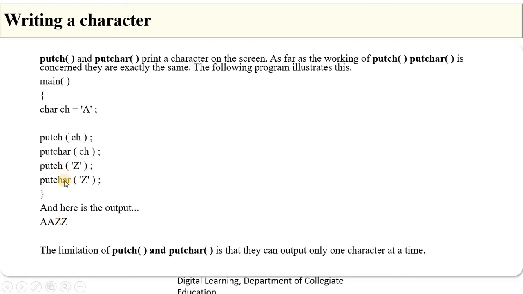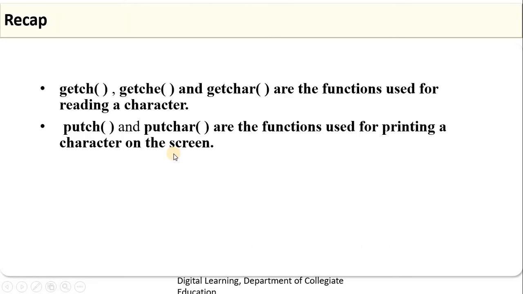putchar and putch both do the same action, that is to print a character onto the screen. Right? Thus putch and putchar can only output a single character at a time onto the screen. In summary, getch, getche, getchar are the functions used for reading a character, whereas putch and putchar are the functions used for printing a character onto the screen.